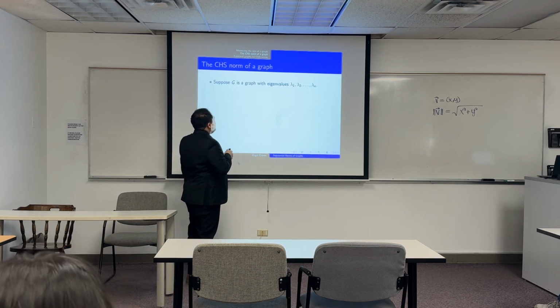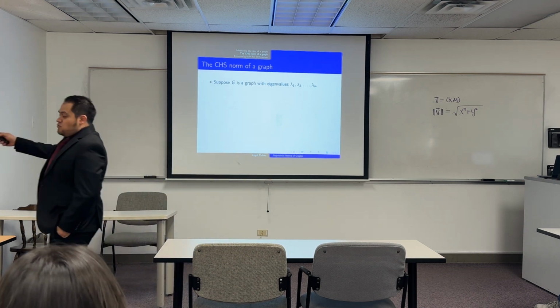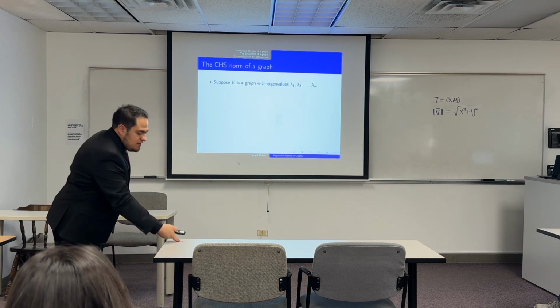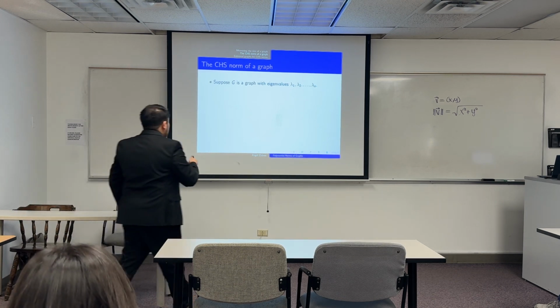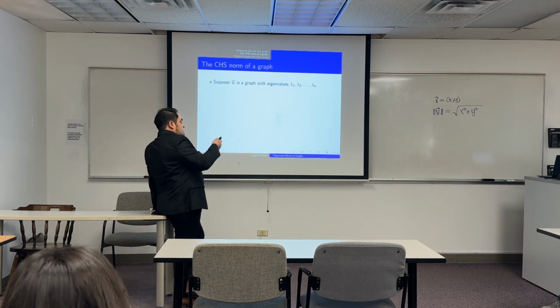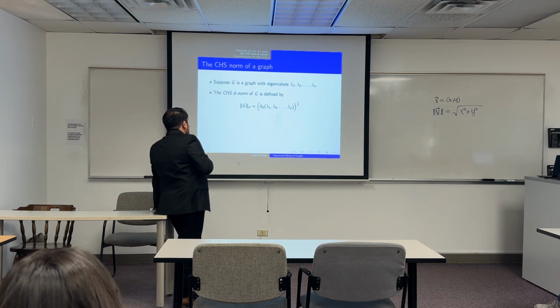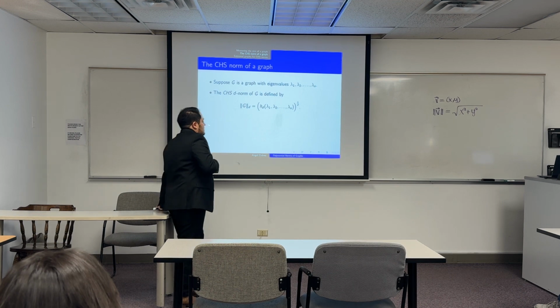Okay, so suppose G is a graph with eigenvalues lambda 1 to lambda n. Remember, once we have a norm, we can define a norm on graphs. So I suppose I have a graph with these eigenvalues. This is how I define this new norm, which I'll call the CHSD norm. What I do is I simply take the eigenvalues of the graph and I plug them into one of these polynomials.